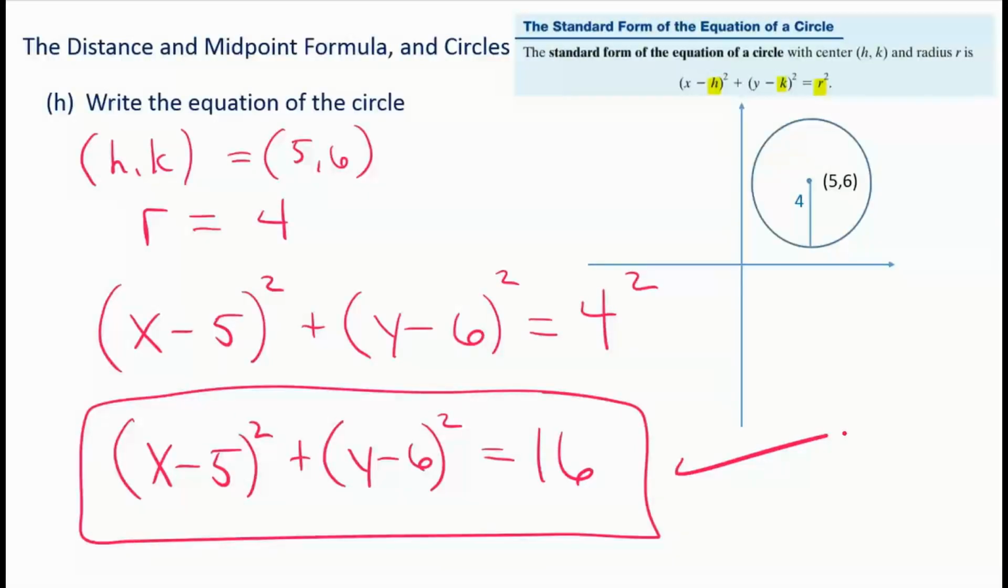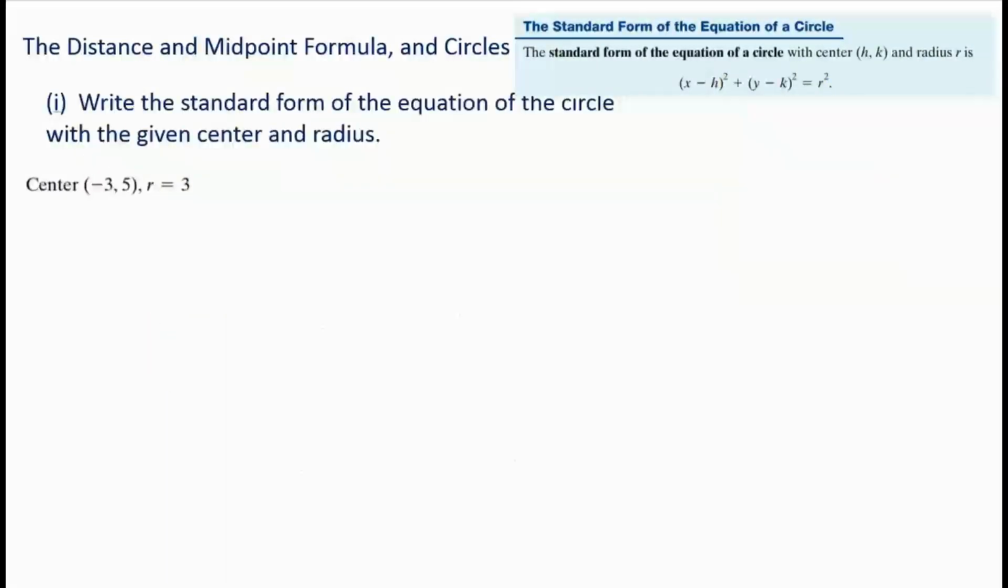Let's try another one. Now, why don't you go ahead and pause the video and work this problem out and see what you get. Write the standard form of the equation of the circle with the given center and radius. So just like the last problem, but I'll give you a negative number this time.